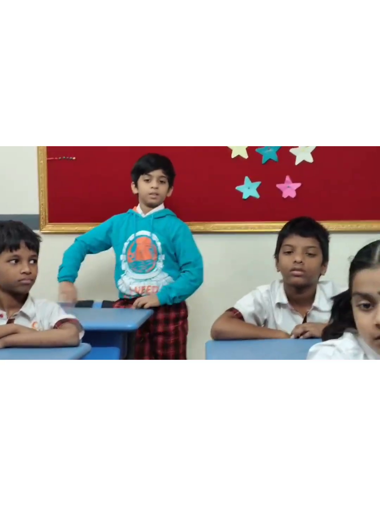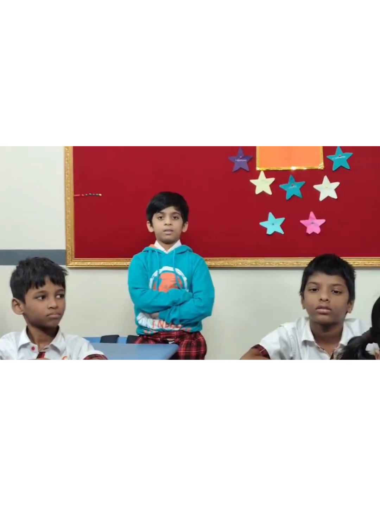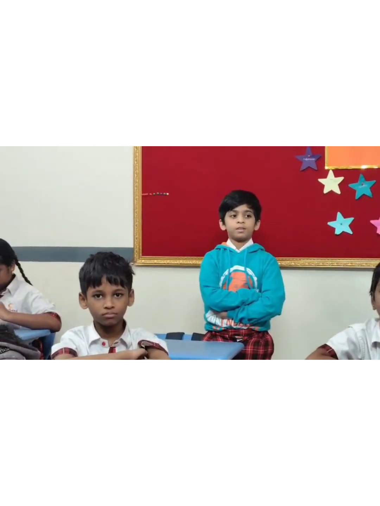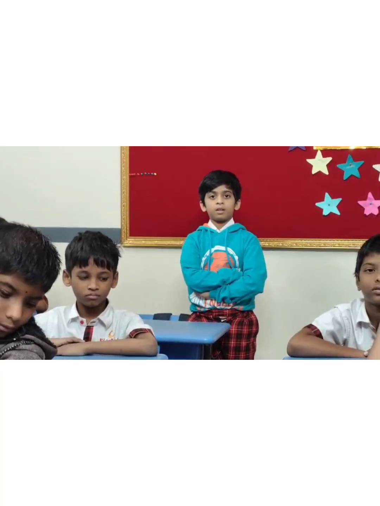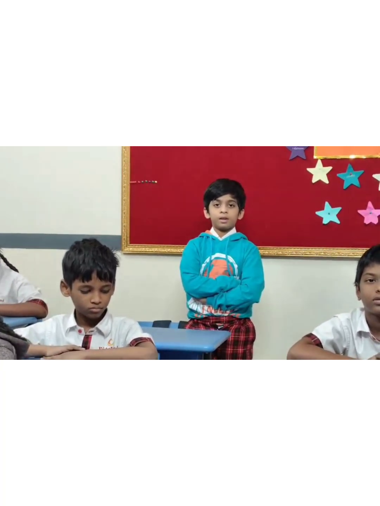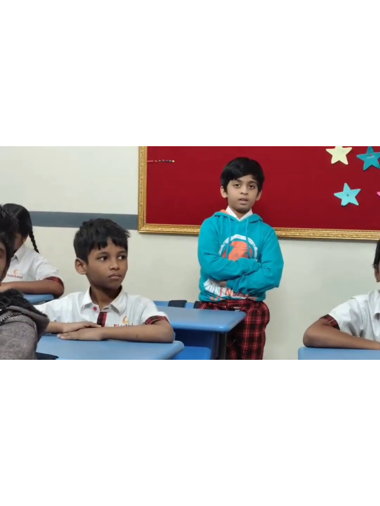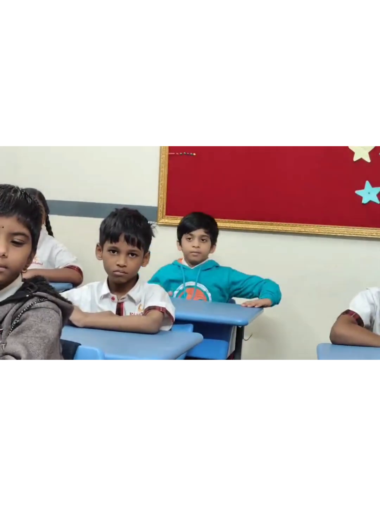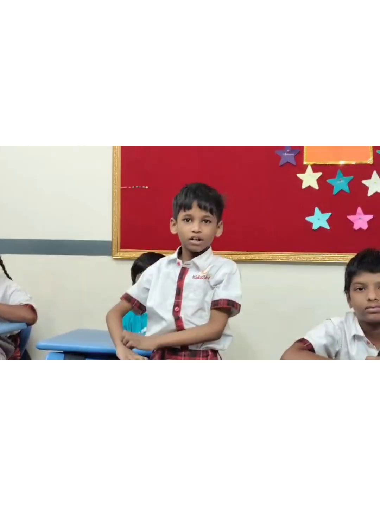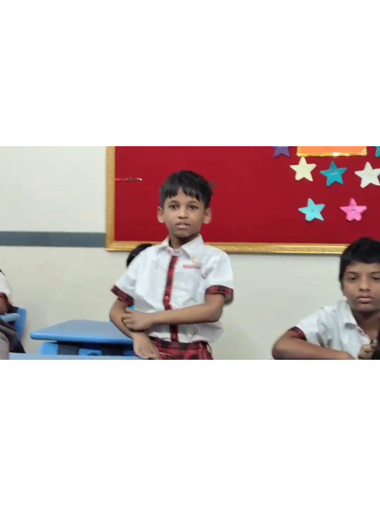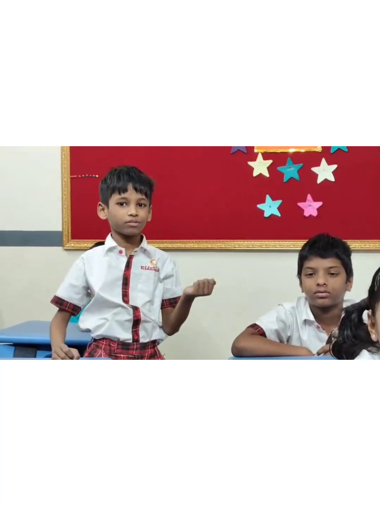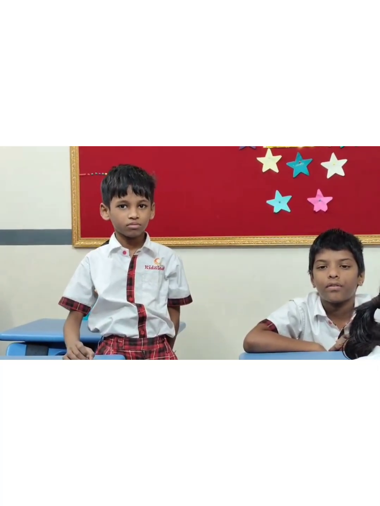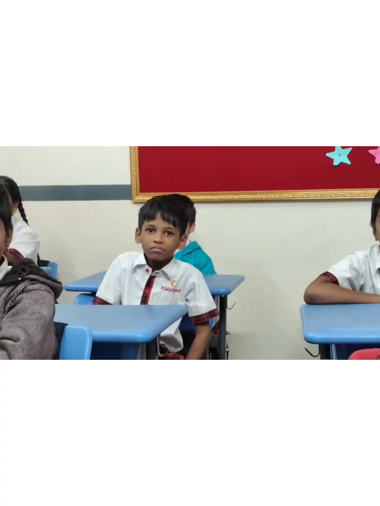Rayan, can you give me some examples of luminous objects? Sun, stars. Name some human-made objects. Bulb, very good. Steady lamp, very good. Please sit down. Priyansh, can you tell me some animals which are luminous? Jellyfish and firefly. Very good. Please sit down.